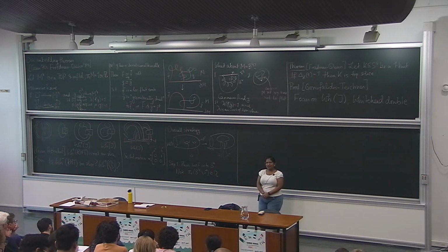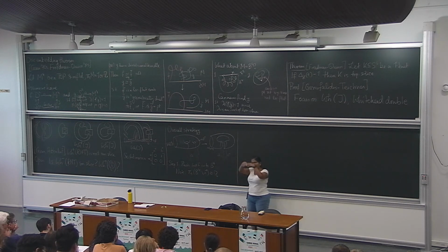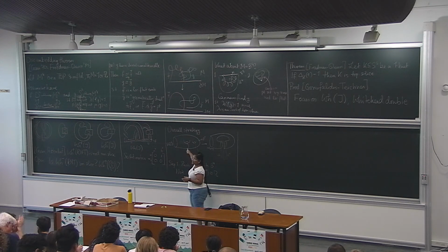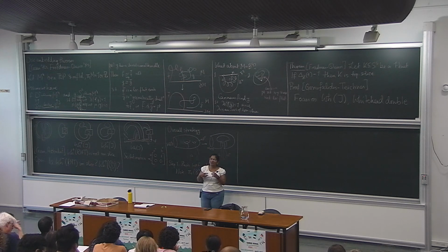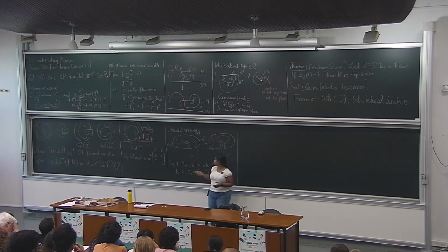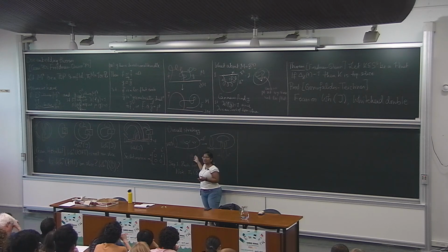How are we doing? Reasonable? Strategy makes sense? We've pushed the ciphered surface in, and now I just need to find these disks in the complement. I'm going to use the disk embedding theorem, big surprise. So I need to find some immersed disks, and then I'll just apply the disk embedding theorem to get embedded disks.